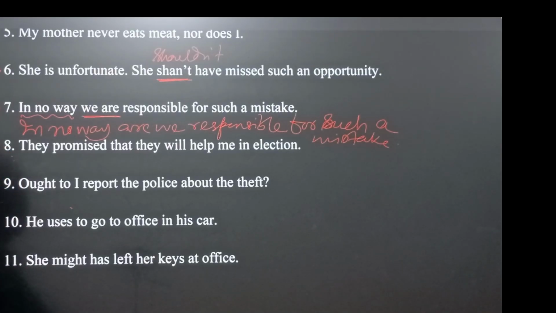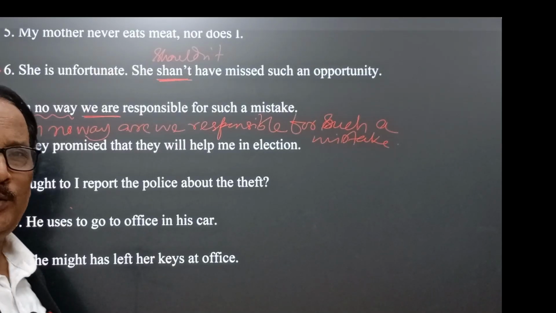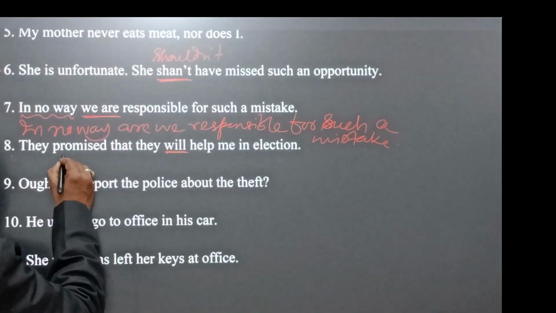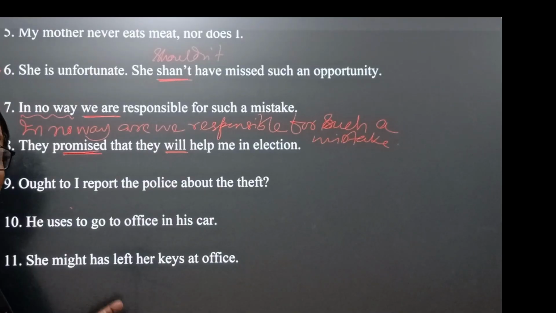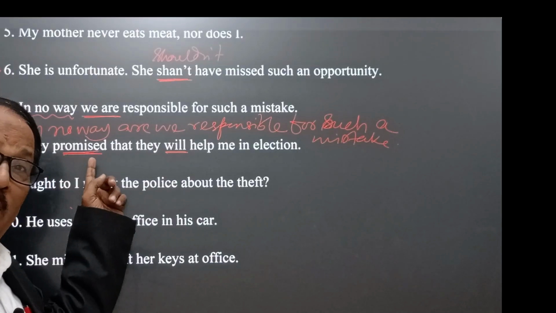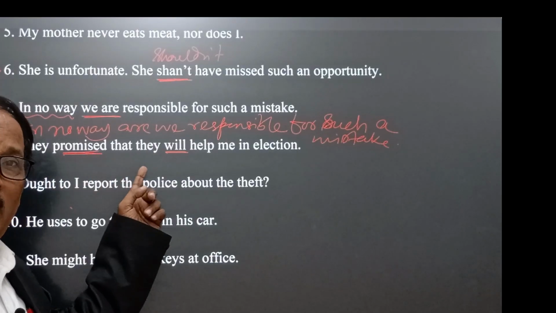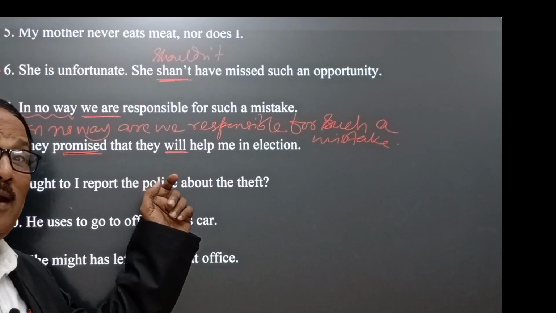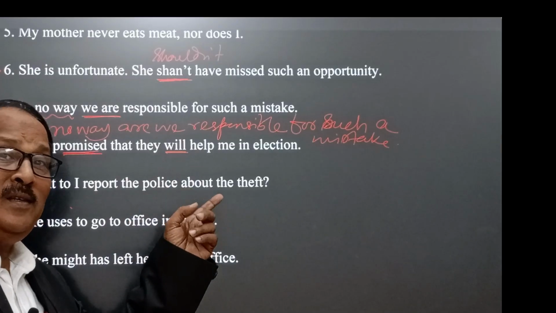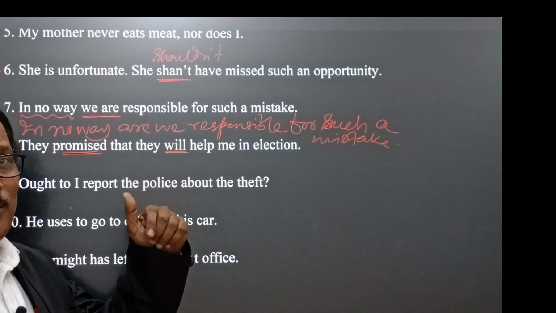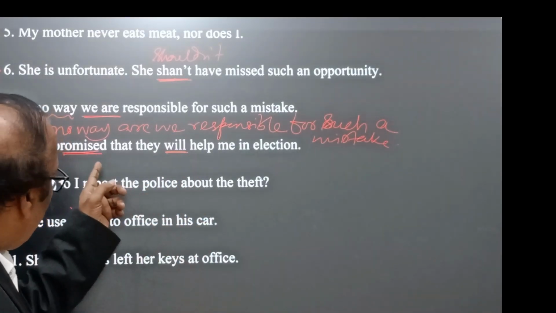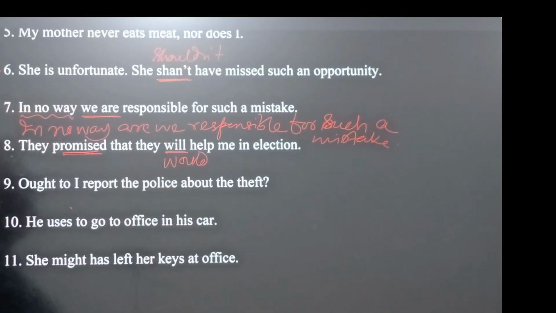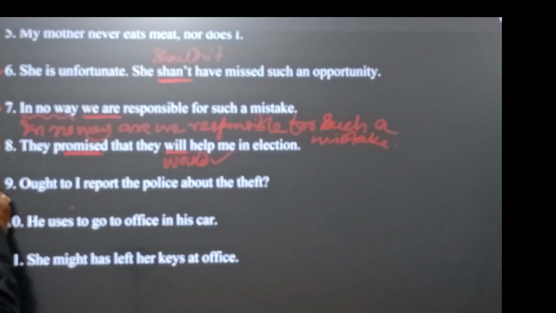They promised that they will help me in the election. Here, will is the incorrect word. It is because promised is in past tense. Whenever the reporting verb is in past tense, definitely the modal auxiliary verb in direct speech is changed: shall into should, will into would, can into could, may into might. Therefore, they promised that they would help me in the election. Now come to number 9.